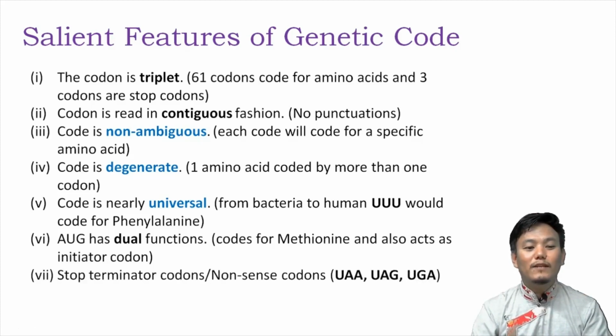And the seventh salient feature is the stop or terminator codons. These three codons over here, UAA, UAG, UGA, the stop terminator codons, do not code for any amino acid. Therefore, they are also called nonsense codons. So these are the salient features of the genetic code.